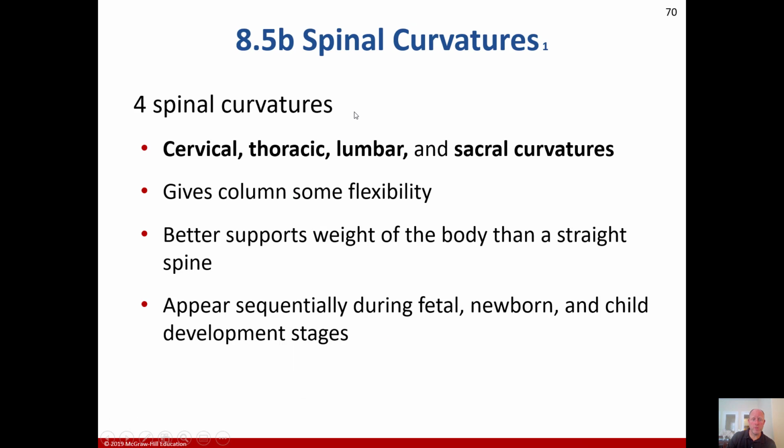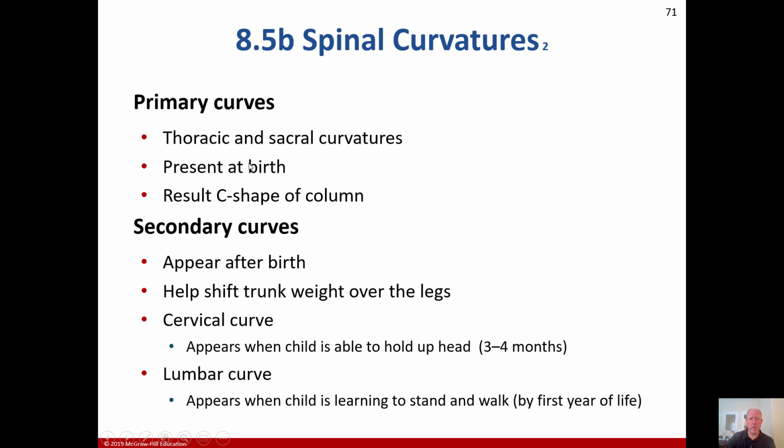There are 4 spinal curvatures: the cervical, the thoracic, the lumbar, and the sacral curvatures. They give the column some flexibility and better support the weight of the body than a straight spine, unquestionably, and they appear sequentially during the fetal, newborn, and child development stages. Primary curves, the thoracic and sacral curvatures, are present at birth. They result in the C shape of the column.